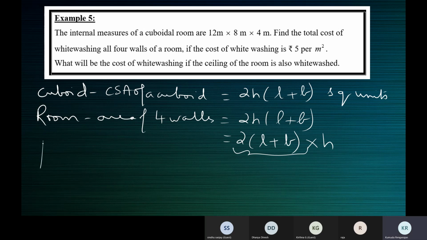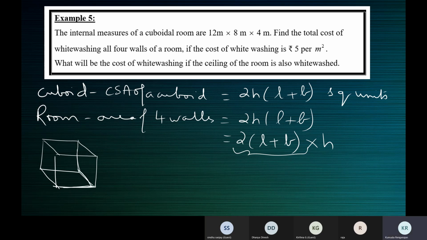2 of L plus B. Ma'am, 2L plus 2B, ma'am. No. This formula we have seen earlier, no? In 6th and 7th standard, 2 into L plus B. What is 2 into L plus B?